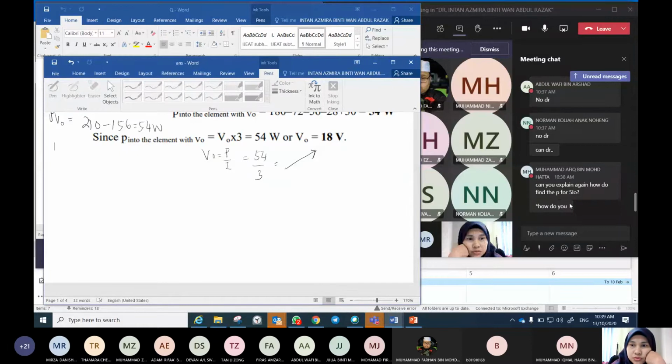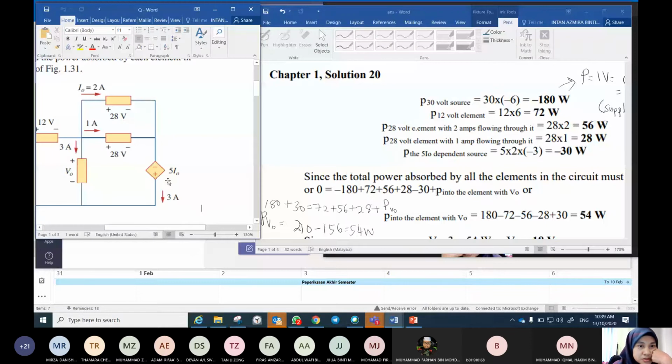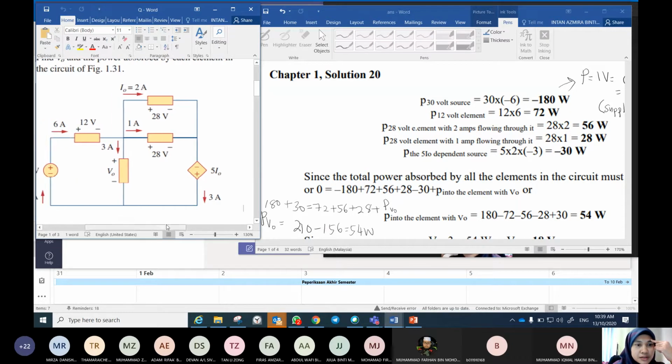Can you explain again how to find the P for 5 I naught? The power of 5 I naught. This is what we call a dependent source. When you see the diamond shape, it is a dependent source. Why do we call it a dependent source? Because the value of the source depends on another variable. In this case, the value of the voltage source depends on I naught, another current.